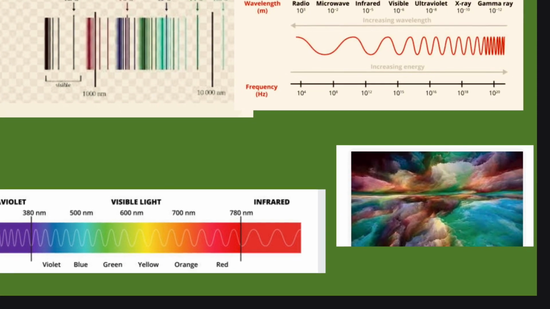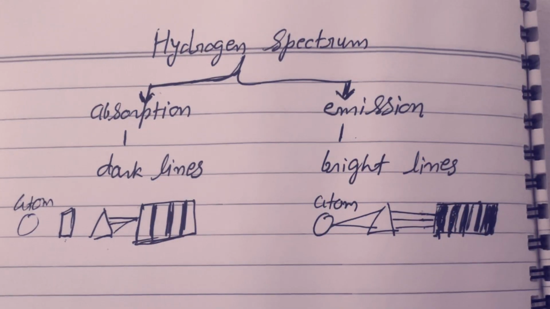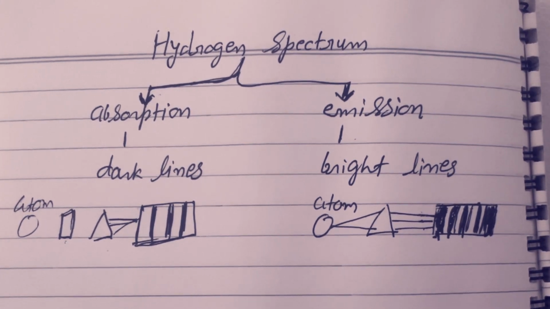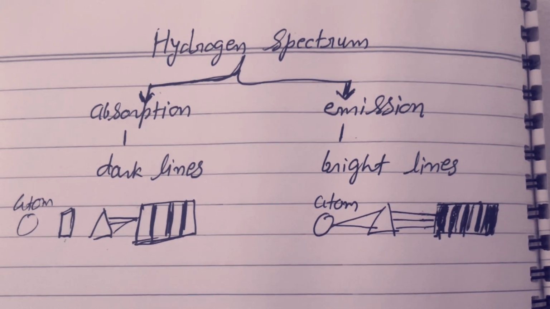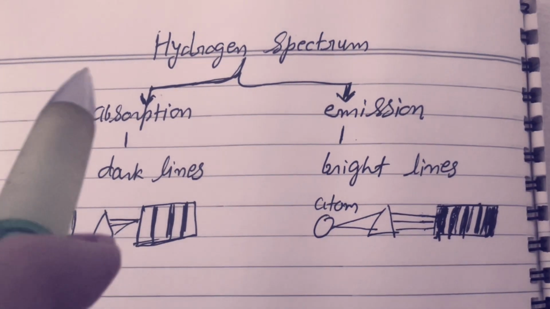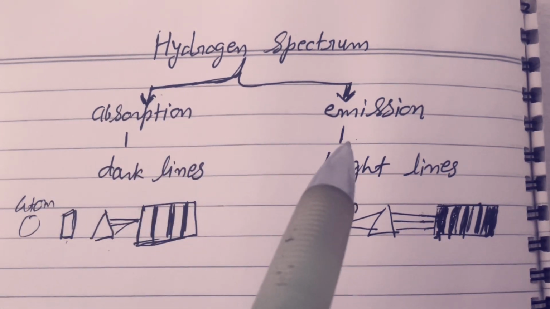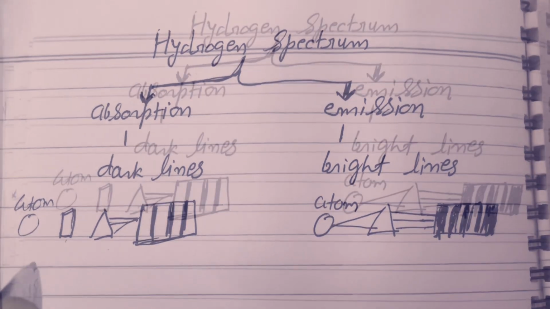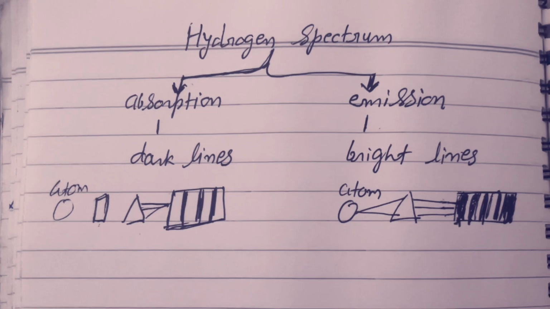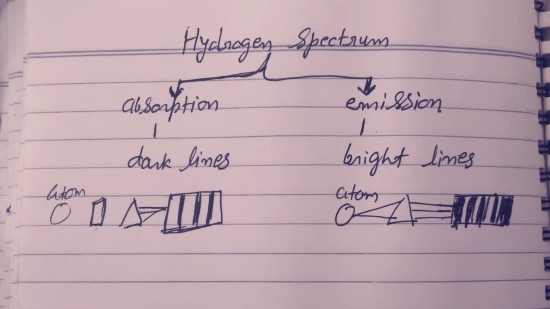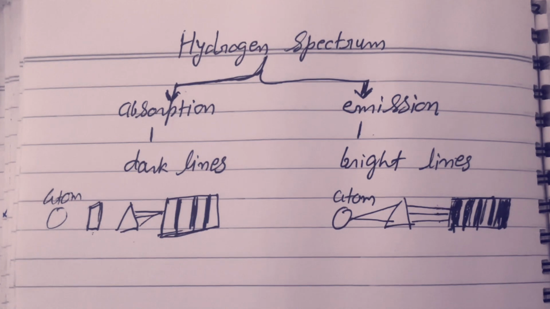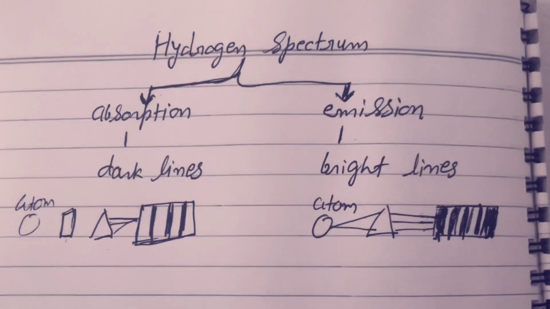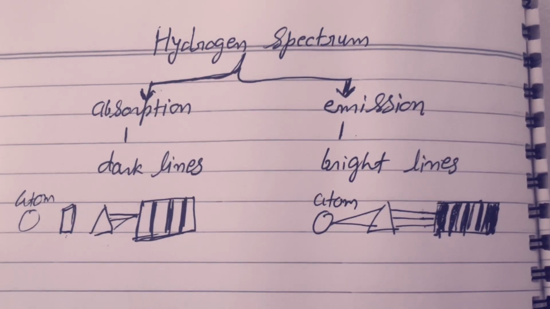So now talking about the hydrogen spectrum, you must keep in mind there are two types of spectrum: absorption and emission. In an absorption spectrum, you get dark lines in a bright background, and in an emission spectrum, you get bright lines in a dark background. So let's see what happens. If you discharge a hydrogen atom and pass that light through a prism, you will get bright lines in a dark background. And if you discharge a hydrogen atom and pass this light through a gas or any other medium, you will get dark lines in a bright background.